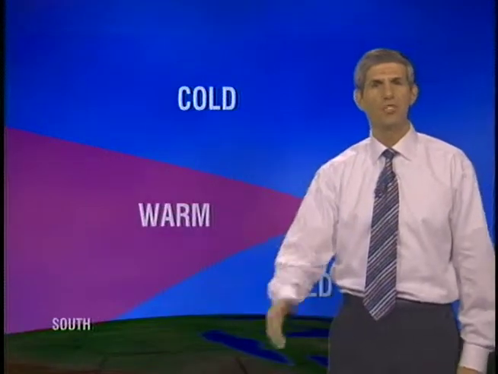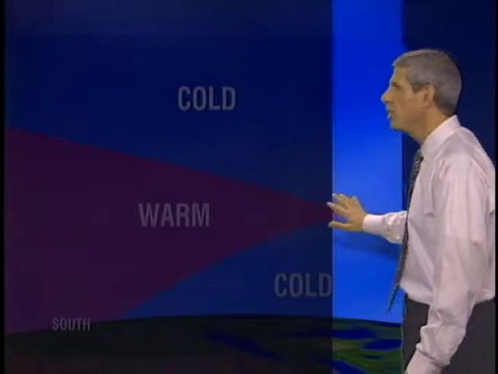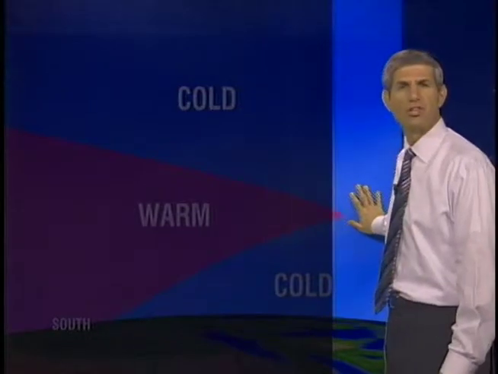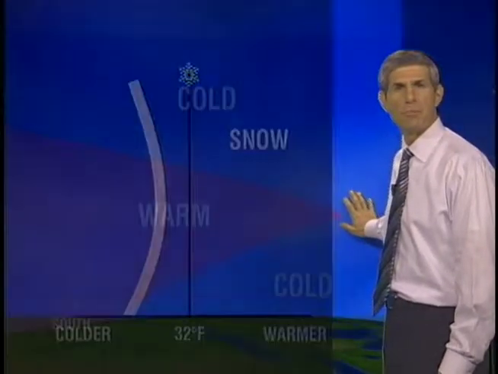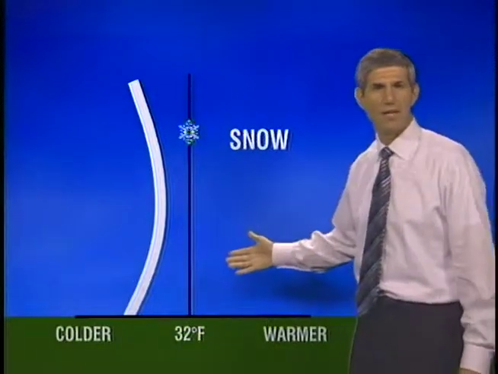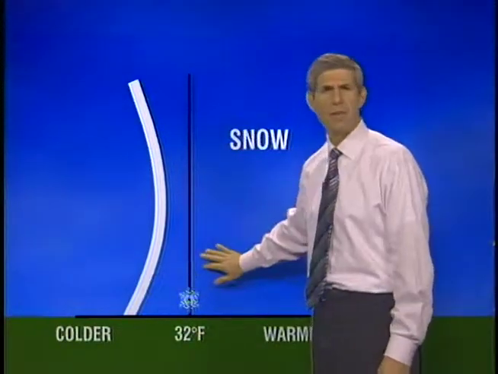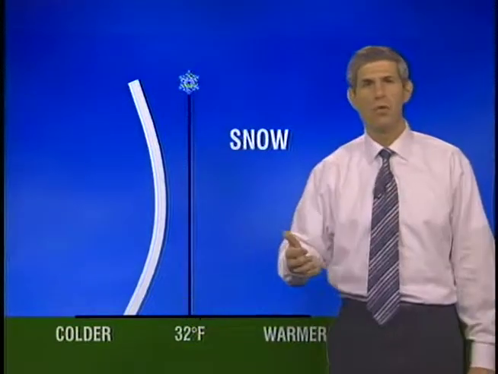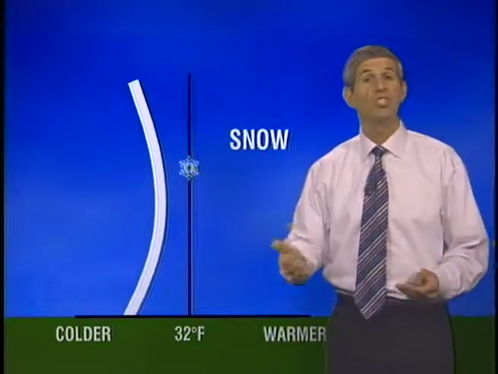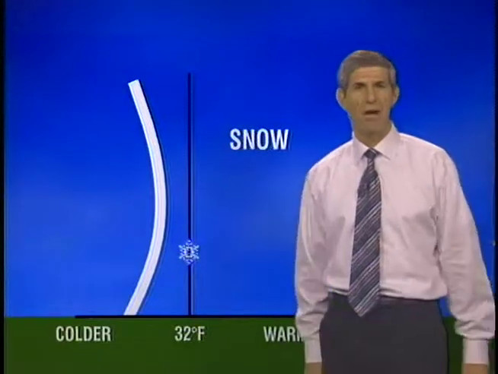So let's take a few slices of this sandwich and look at the vertical profile of temperature. We'll start on the northern side, where there's not much of that warm air aloft. Temperatures in the lower atmosphere might look like this, below freezing all the way from top to bottom. In this case, snowflakes that form in the cold clouds aloft would stay snow all the way to the ground.